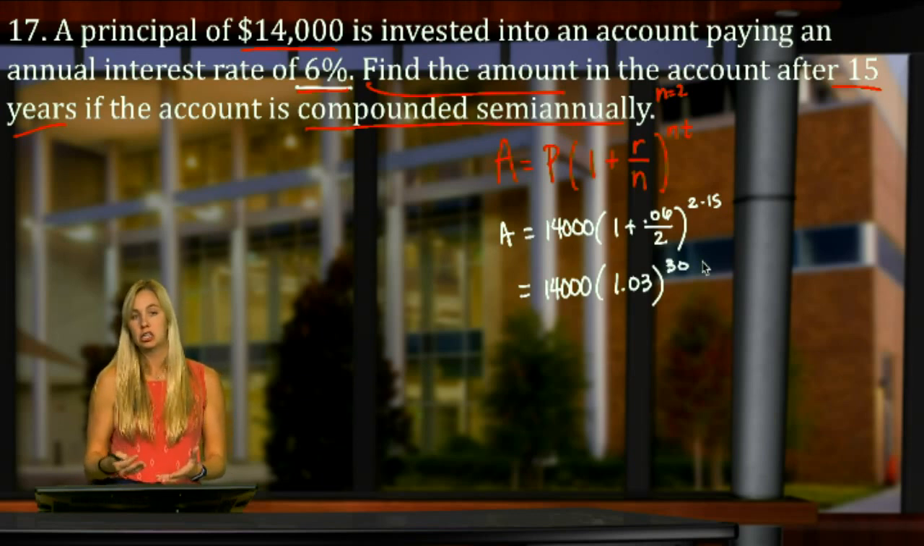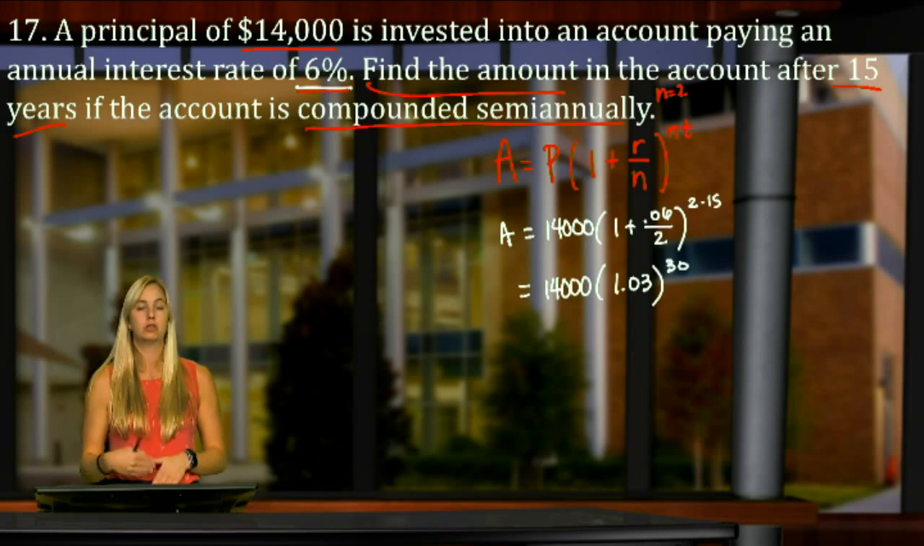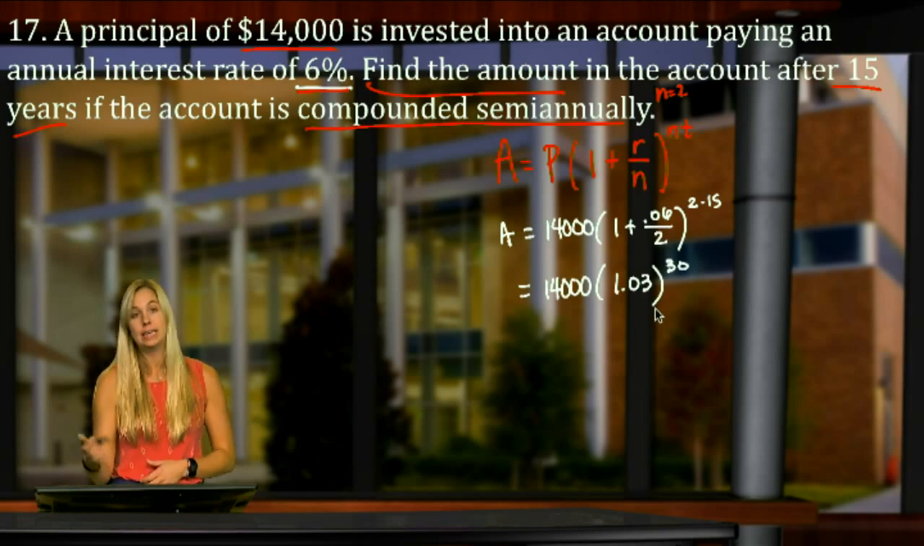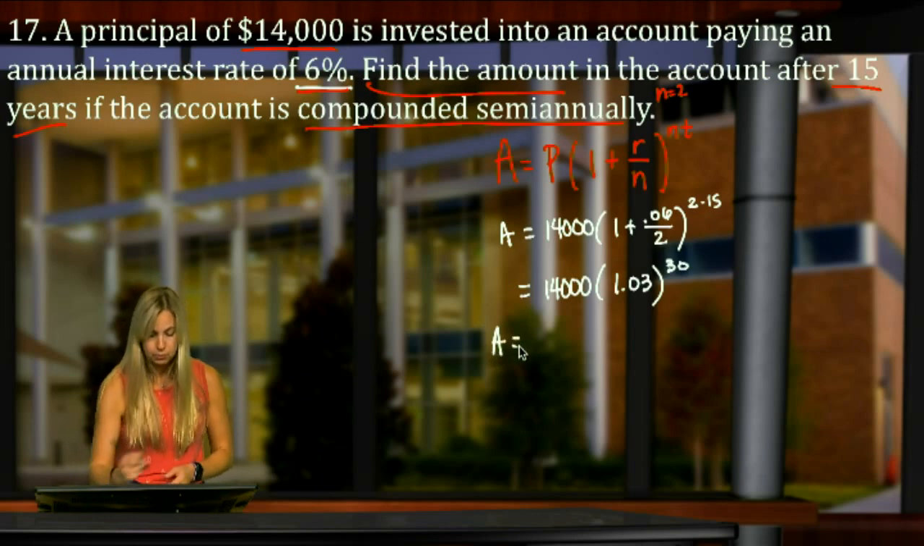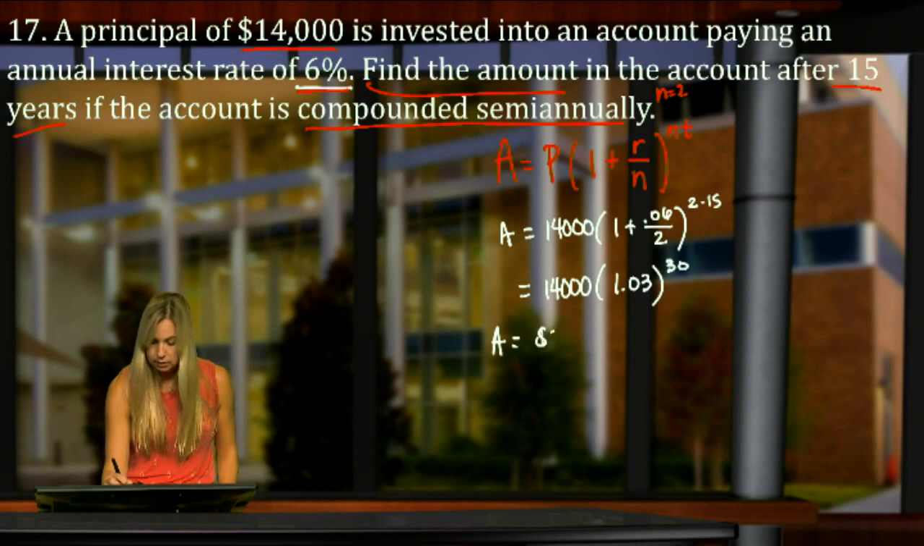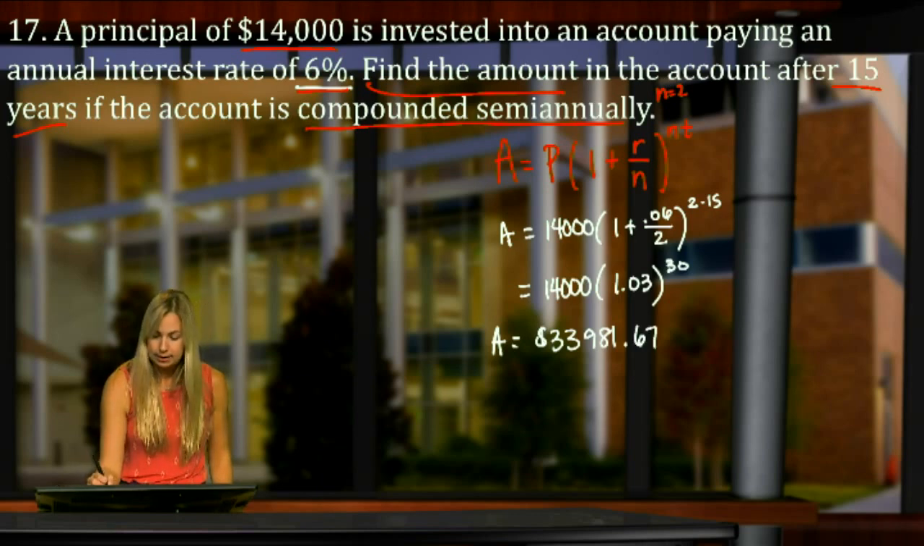Now, when you plug this into your calculator, you can typically just type this whole thing in, but if you feel more comfortable going step by step, which for many people I encourage you to do, make sure you follow the order of operations. So we want to do the 1.03 raised to a power of 30, and then take that value and multiply it by the 14,000. And when we do that, we get an amount of $33,981 and 67 cents.